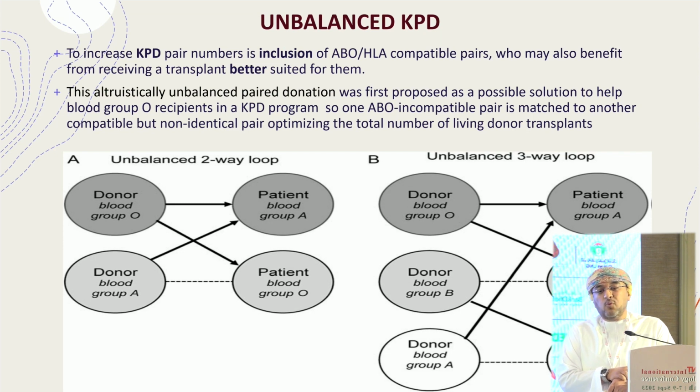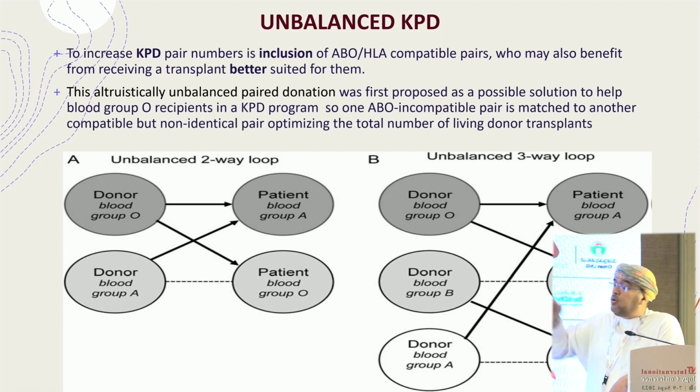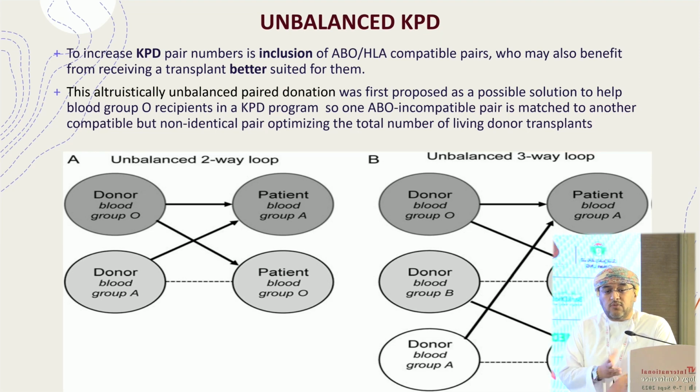The other type is the so-called unbalanced KPD. It's used to increase the KPD pair numbers by including ABO and HLA compatible pairs who may also benefit from receiving a transplant better suited for them, giving better chance, better graft survival, better matching. So this altruistically unbalanced approach was first proposed mainly as a solution for blood group recipients in the KPD program. So one ABO incompatible pair may be matched with another compatible but non-identical pair, optimizing, of course, the number of living donor transplants. So donor blood O gives to patient blood O, donor blood A gives to patient group A, in an unbalanced so-called two-way that can be expanded to three-way as well, and so forth.